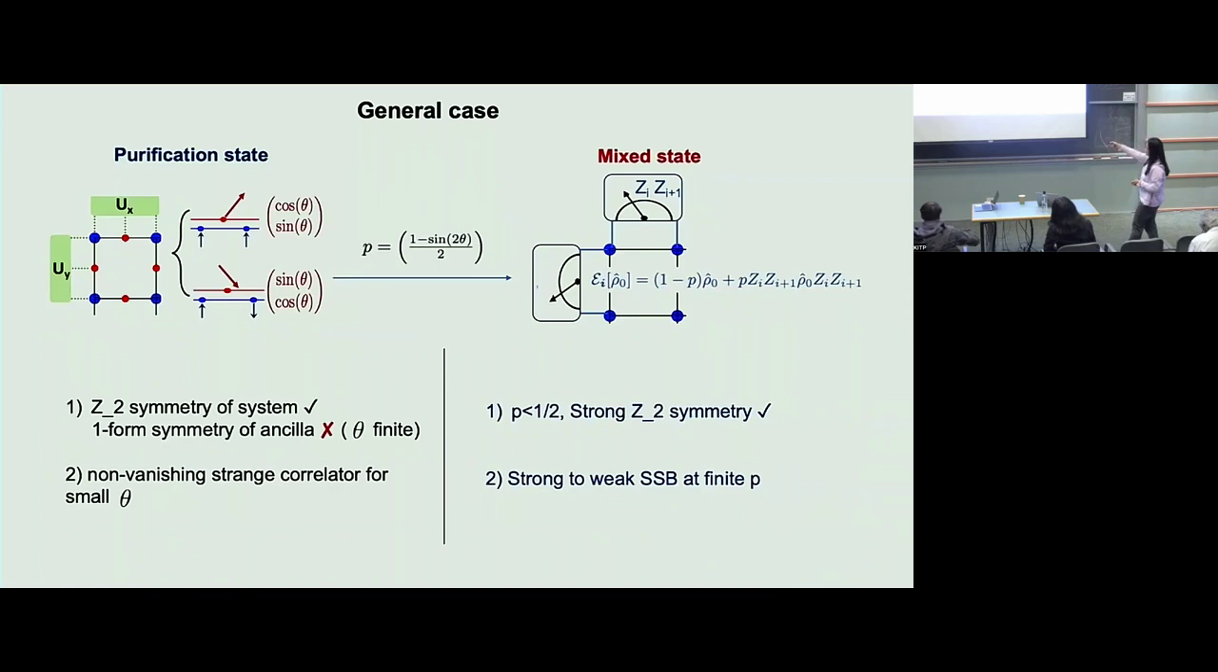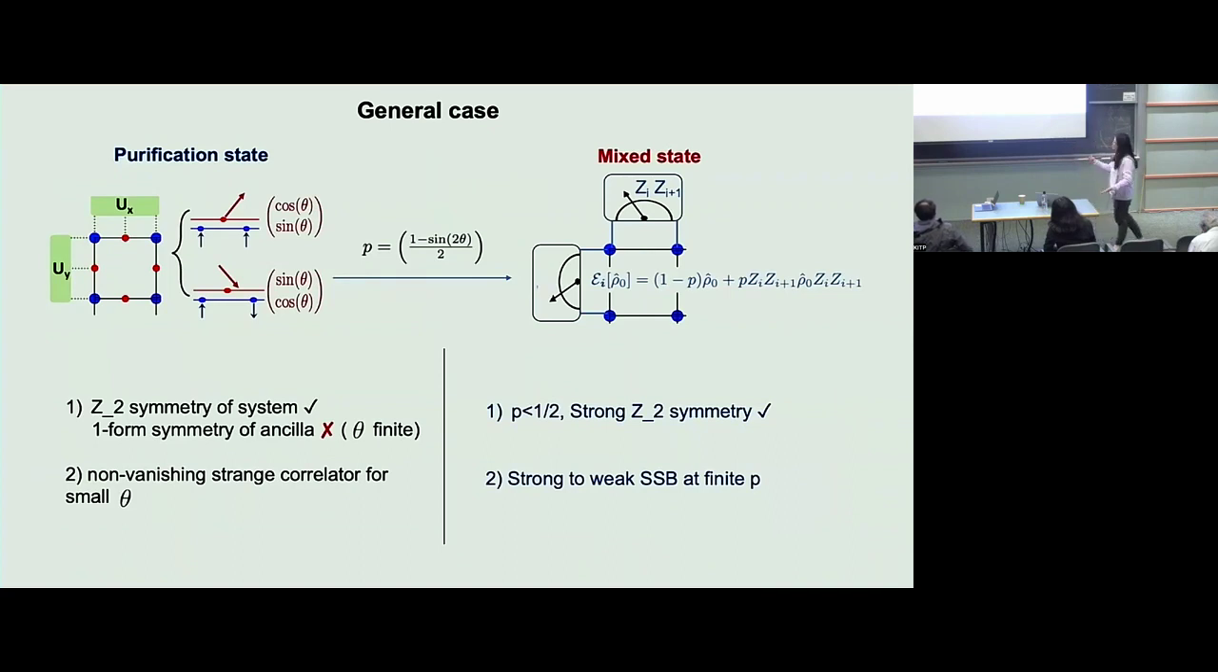And after we apply such a unitary, it's not hard to see that the Z2 symmetry of the system is always there because we need that strong symmetry. But the one-form symmetry that acts on the ancillary degrees of freedom would be broken weakly, provided that theta is finite, or p is smaller than 1/2.